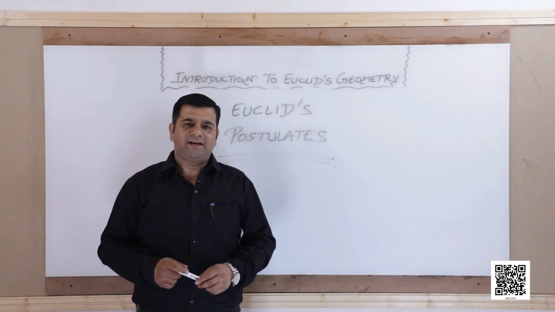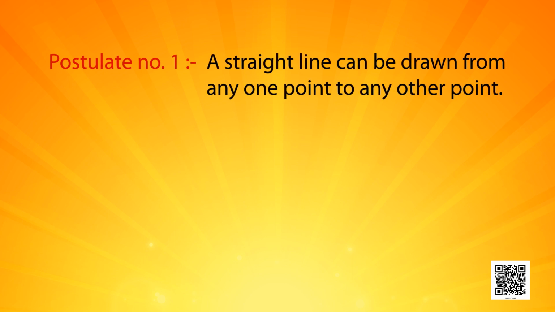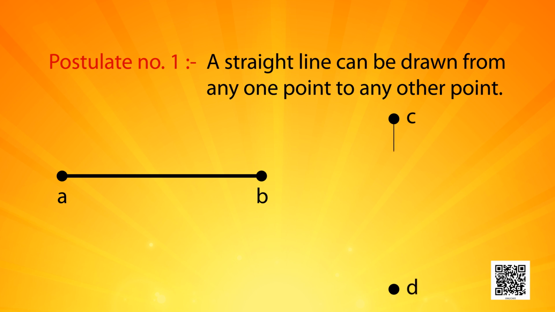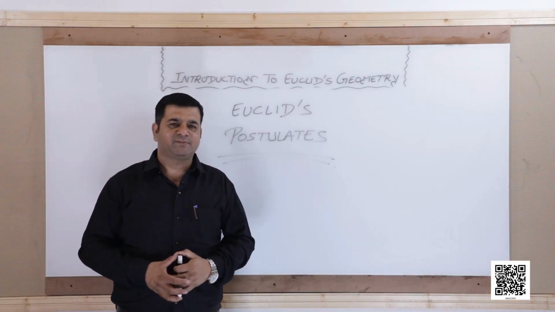Students, now let's study about Euclid's postulates. As you can see on your screen, the first postulate is a straight line can be drawn from any one point to any other point. As you can see, we have 2 points A and B, and joining these 2 points we can form a straight line. Similarly, you can take any 2 points C and D and make a straight line by joining these 2 points. So this was Euclid's first postulate.